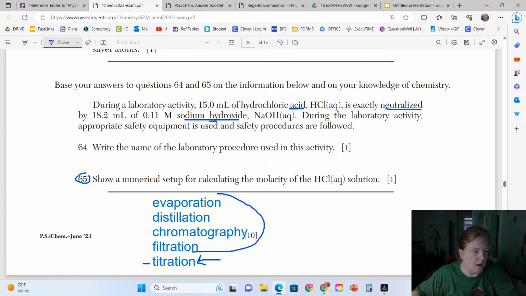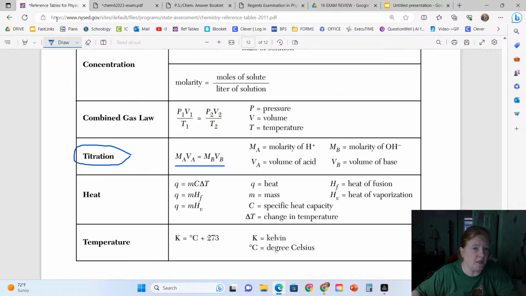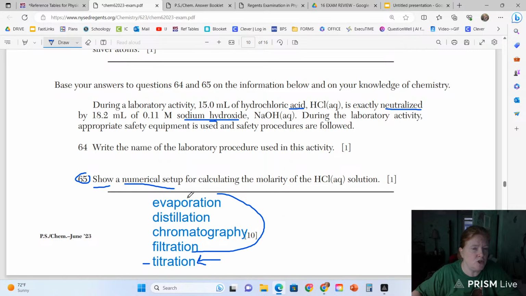Okay. And then all you had to do for this one is plug it into this formula, and you didn't even have to solve because the question said show a numerical setup. So you just had to put the volume of the acid, the volume, and the molarity of the base in the correct spot, and that's it. Okay. I know it was a tough question.